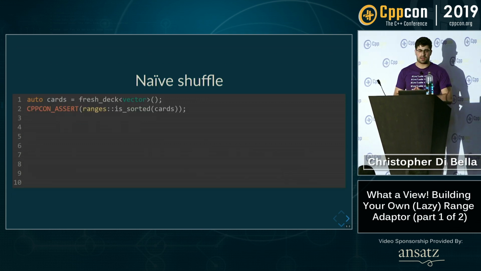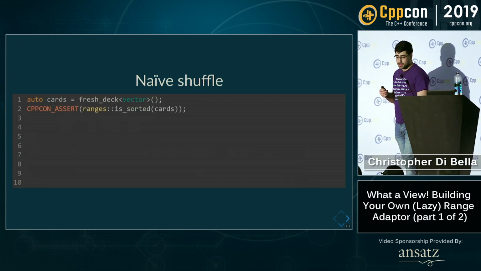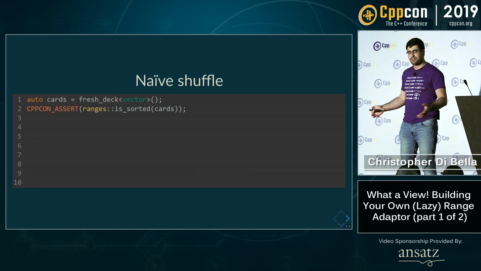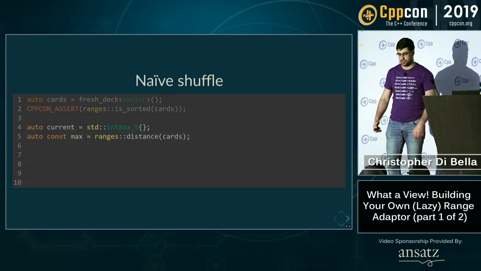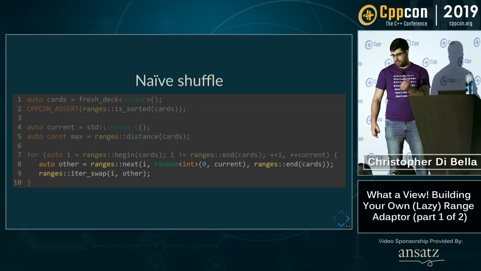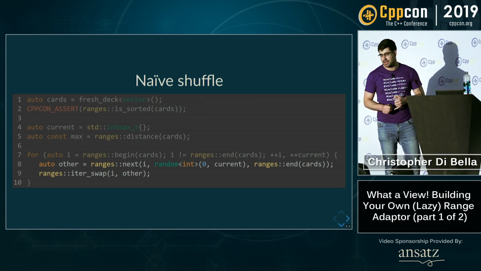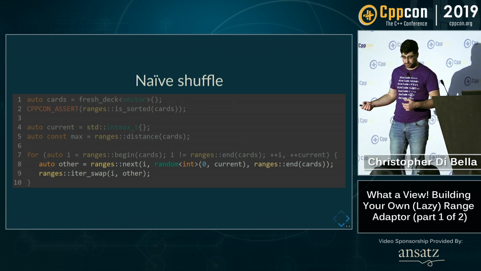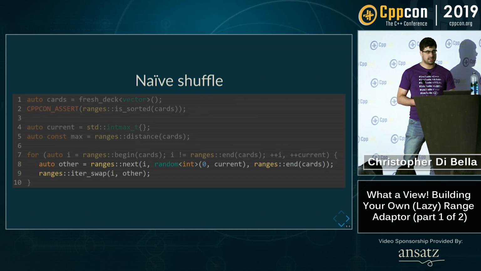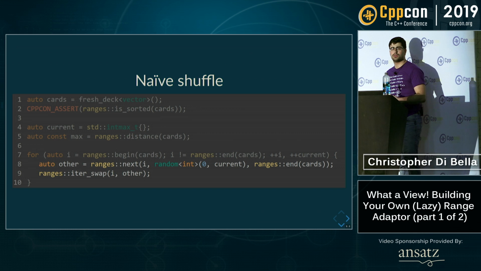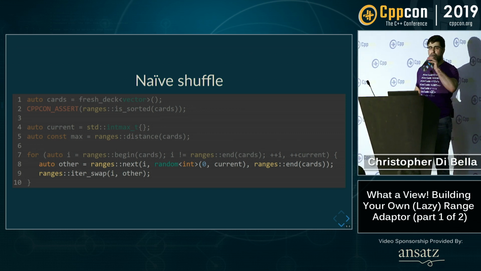All right, so another kind of rearrangement, and this is one that I actually want to talk about, is naive shuffle, or just shuffling in general. Let's say we have a fresh deck of cards and we want to shuffle them. We can do this by simply taking the current position and swapping it with someone else. This is what the algorithm looks like. Are there any questions about it? I see none.